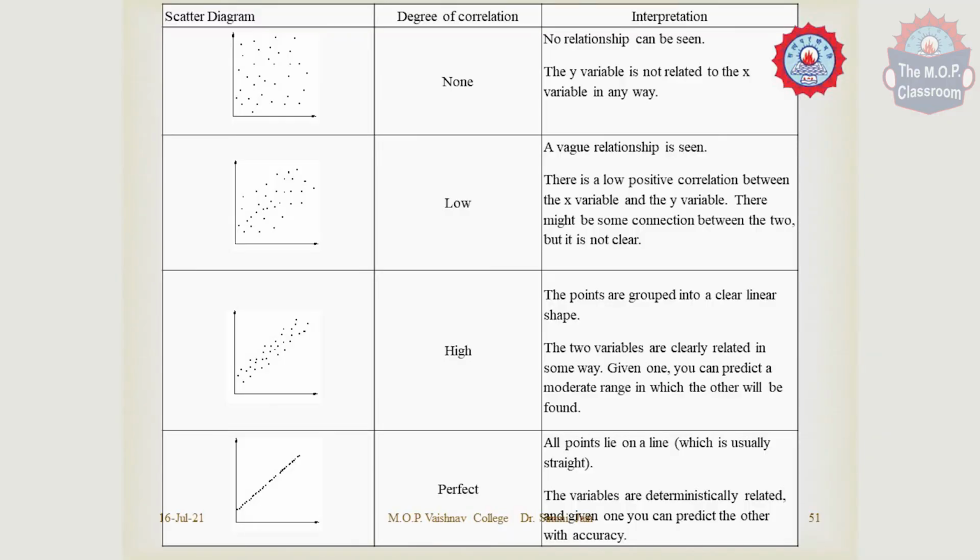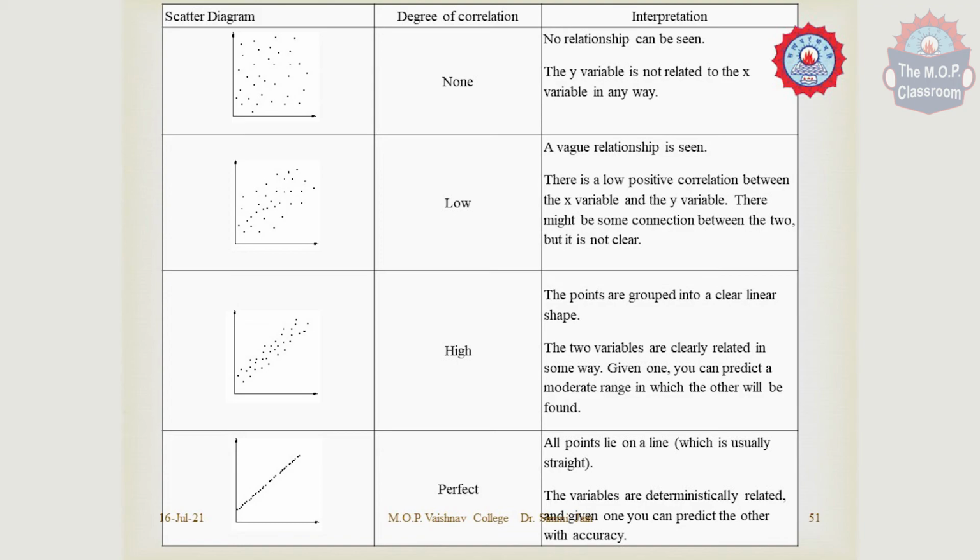This slide shows the relationship between the two variables x and y, and the slope also indicates the way in which they are related. In the first scatter diagram, the points are scattered throughout the quadrant, and that reflects a zero degree of correlation. There is no relationship that can be seen. The y variable is not related to the x variable. Whereas in the second quadrant we can see that most of the points lie close to each other. The relationship is positive, but a very low positive correlation between the x and the y variable. There might be some connection between the two, but it is not very clear.